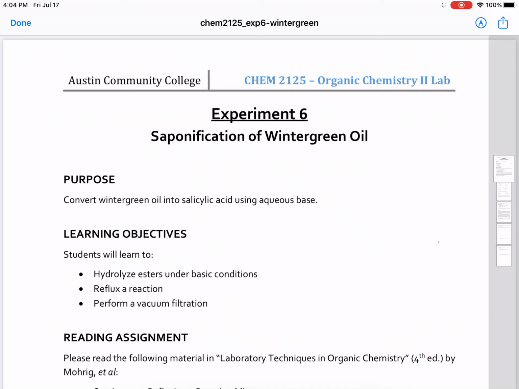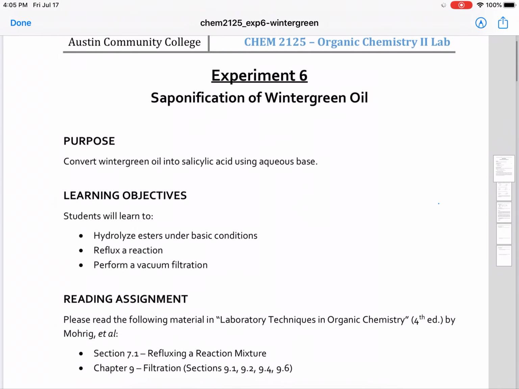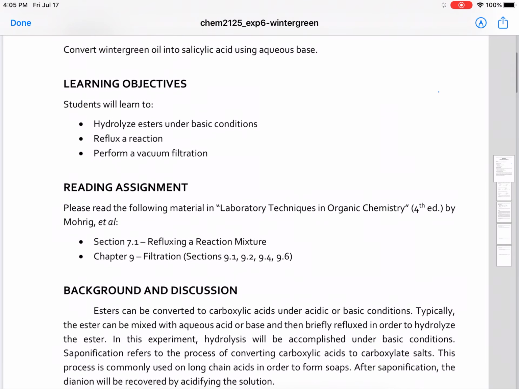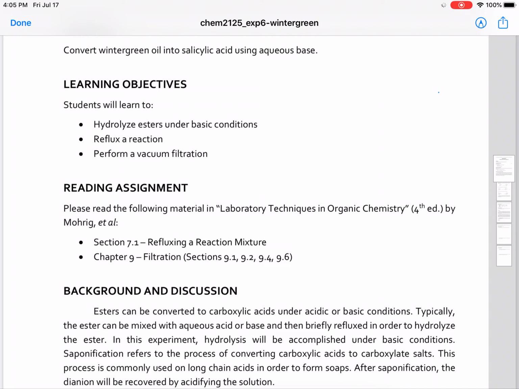Hello everyone, this week we're going to be doing our experiment 6, which is hydrolysis of wintergreen oil under basic condition. Wintergreen oil is an ester. For the purpose of our experiment, we convert wintergreen oil into salicylic acid using aqueous base. So you will learn in this experiment how to hydrolyze an ester using a base. Sodium hydroxide is our base, and you will reflux a reaction and perform a vacuum filtration.